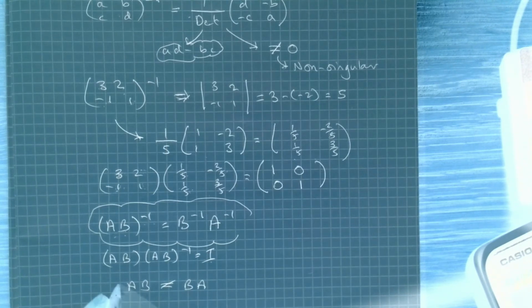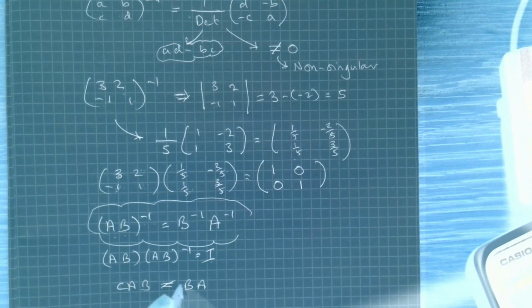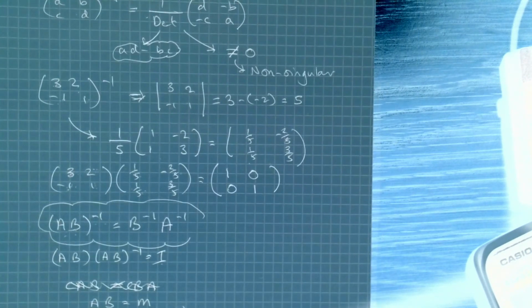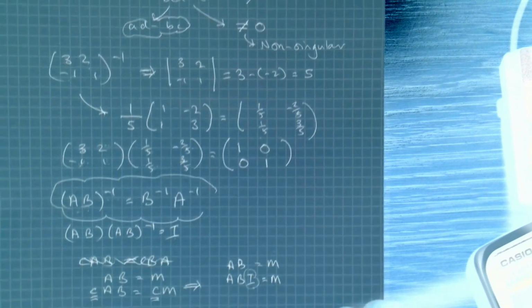So if I decide I'm going to multiply that, I need to do the same thing here. An example might be if AB equals a matrix M, then CAB equals CM. Notice how the C has gone at the front. Also, as I said, you can multiply by the identity, which leaves things unchanged. So if AB was M, then ABI is also M, or MI, because multiplying by the identity leaves things unchanged.